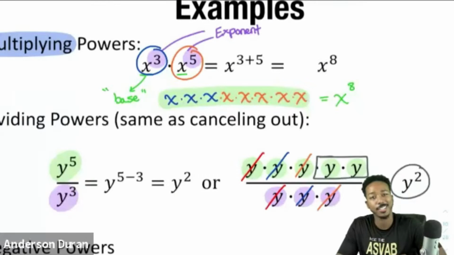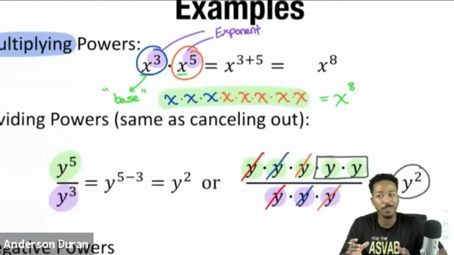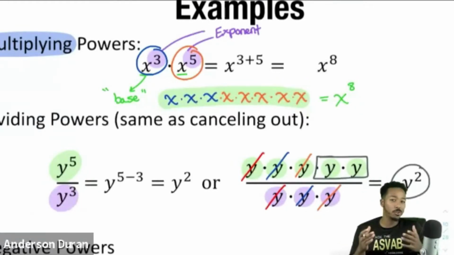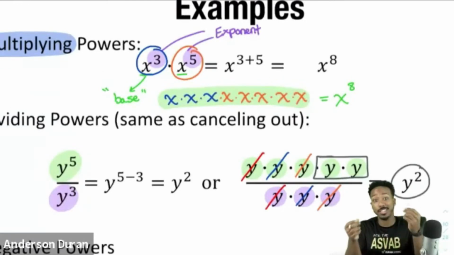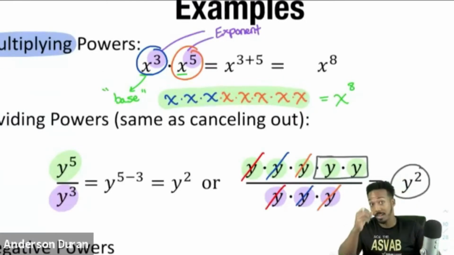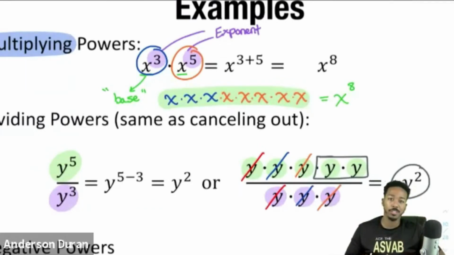And do you see how we're using ideas that we already know, but just using them to make shortcuts? When you multiply the same base, add the exponents. Divide the same base, subtract the exponents. We're just shorthanding it. That's all we're doing.